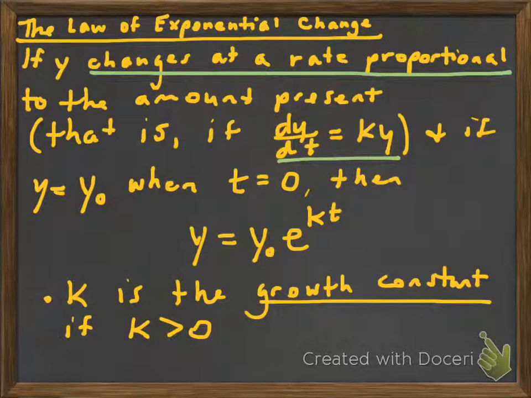Definitely exponential. It goes up. Why is it going to go up? If K is positive, and presuming that your y sub 0 is positive, right? Where does this exponential graph cross the y-axis? That's right, at y sub 0.